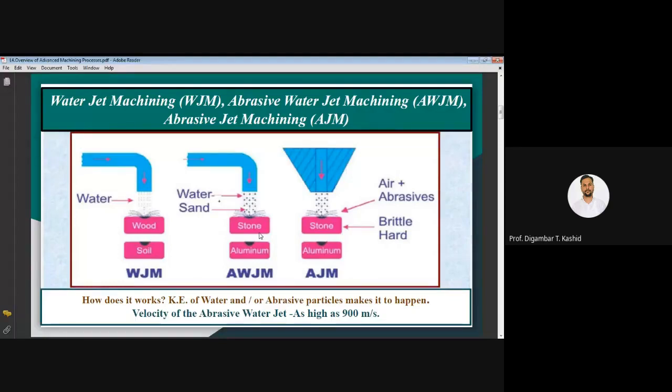If you combine sand particles with the water stream, and strike that water stream along with the sand particles on your workpiece, which is harder than the water, then it is possible to remove the material, or to remove craters from the hard material. Maybe the stone, or in another situation, if you replace the stone with aluminum, then you will find that bigger craters have been formed on the aluminum block also.